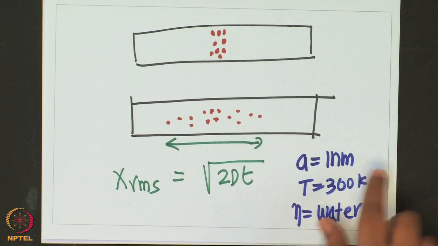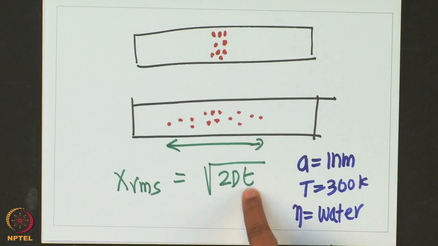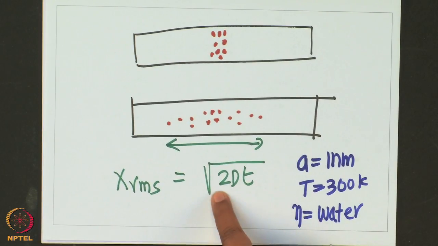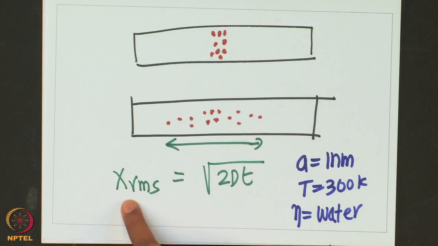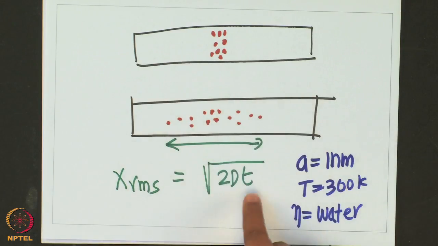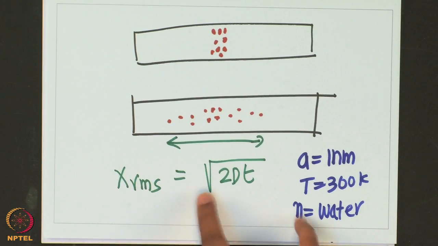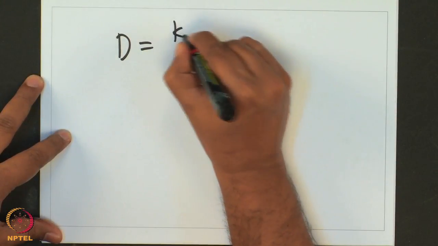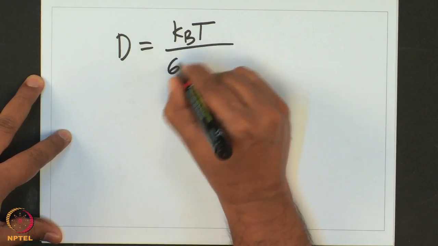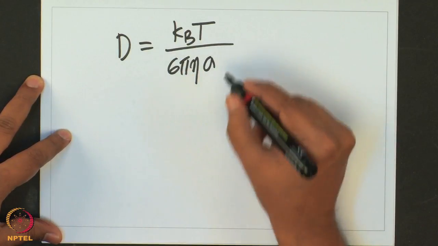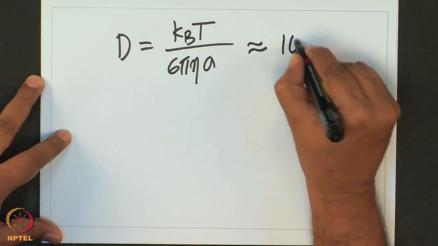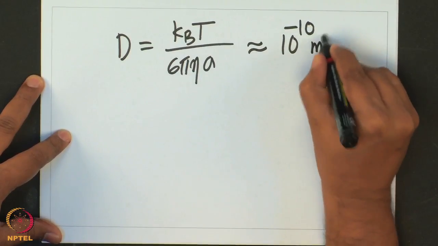And this spread is calculated by this. So let us calculate this 2Dt. In 1 second, if I take t equal to 1 second, root 2D will give me the distance, the spread over 1 second. So let us calculate here. D for a protein is kBT divided by 6 pi eta a, and if I substitute these values, this will be approximately 10 power minus 10 meter square per second.